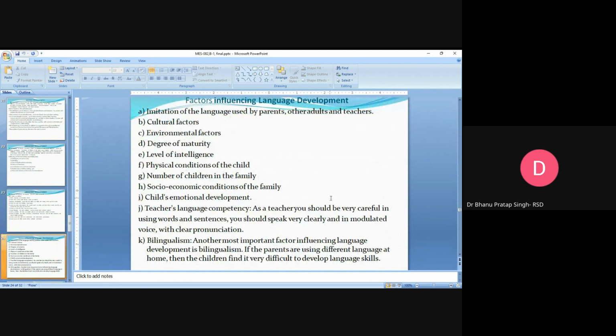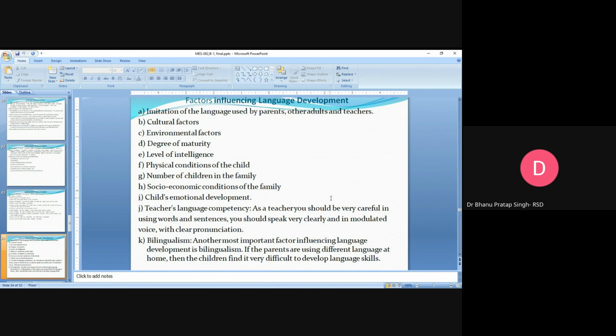Factors influencing language development. What are the factors which influence language development? Imitation of the language used by parents, other adults and teachers. So cultural factors are there, environmental factors are there, degree of maturity, level of intelligence, physical conditions of the child, number of children in the family, socio-economic conditions of the family, and child's emotional development. So all these are the factors which influence language development.